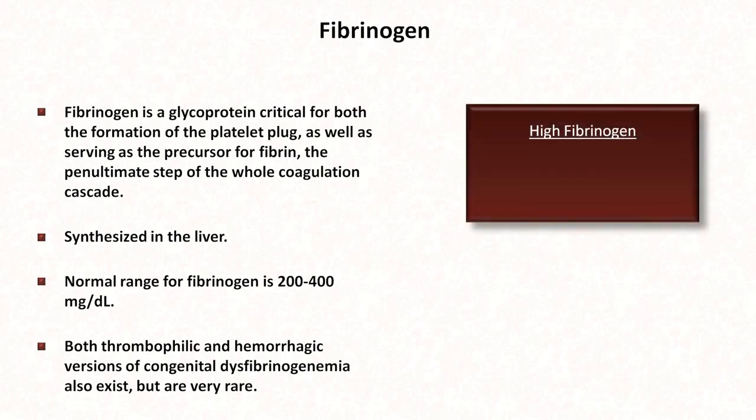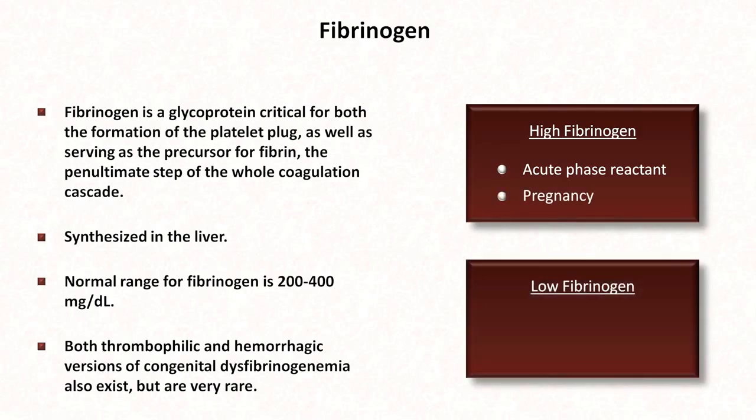High fibrinogen can be seen as part of a general increase in so-called acute phase reactants, which are a collection of compounds in the blood whose levels increase in response to nonspecific tissue injury, inflammation, or infection. Other acute phase reactants include ferritin, C-reactive protein, C3, and C4. High fibrinogen is also frequently observed in normal pregnancy. Low fibrinogen is predominantly seen in two conditions, liver failure and DIC.